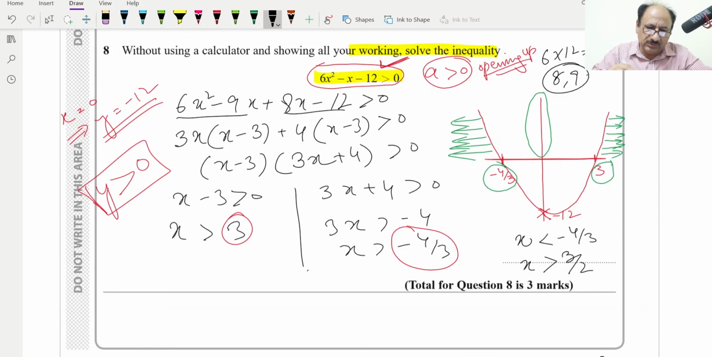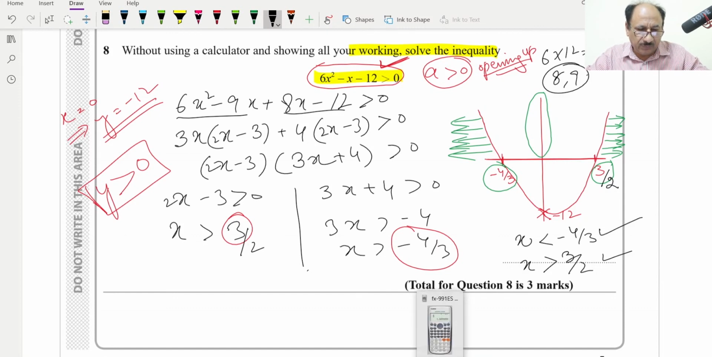Yeah, so we made a mistake. Basically this should be 2 here, and here we can write 3 by 2. Yes, so this is also 3 by 2 here. Now this is our final answer: x is less than minus 4 by 3 and x is greater than 3 by 2. Hopefully you understood each and everything of this question.